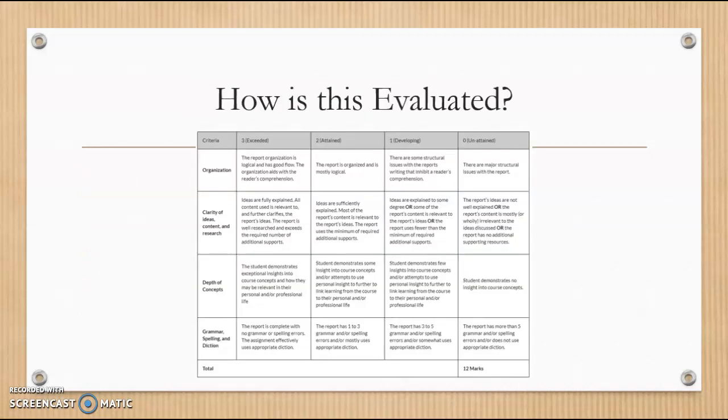Finally, how is this evaluated? The personal leadership portfolio will be assessed based on 4 categories. The first, organization, considers the overall structure of your submission, particularly whether it flows, is logical, and is easy to follow. The second, clarity of ideas, content, and research, is concerned with the sources you have selected, how they have been used, and how clearly the ideas are explained.